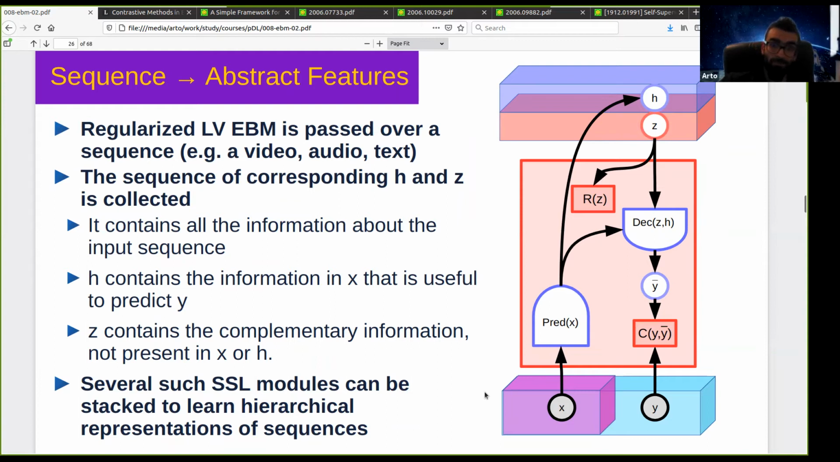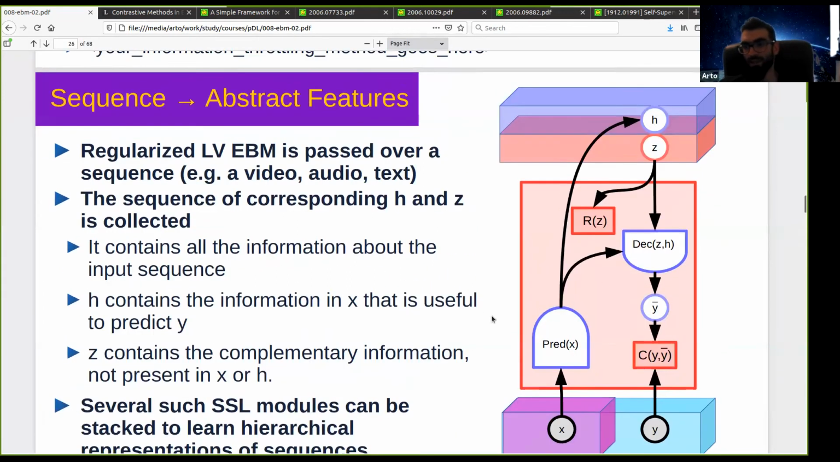Okay, so the task here would be, given this h and the regularized version of z, the training objective would be to minimize the difference between y and y hat while regularizing z.